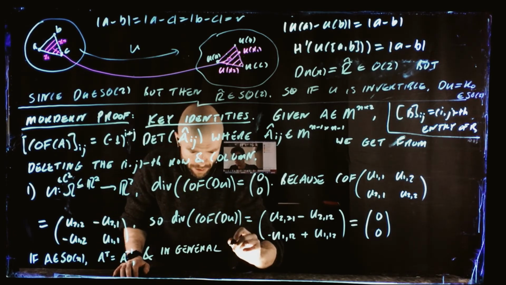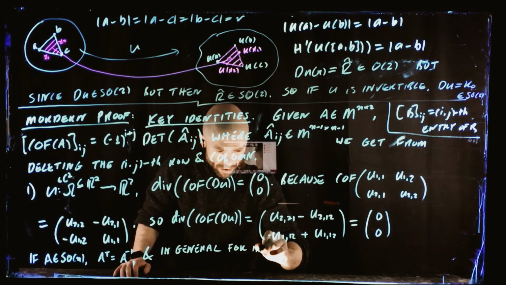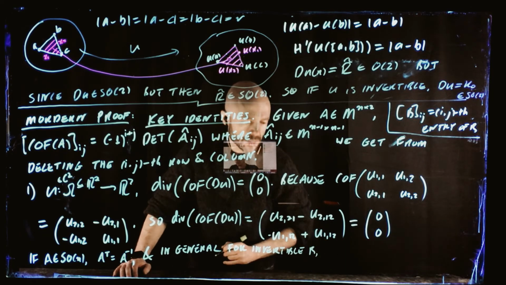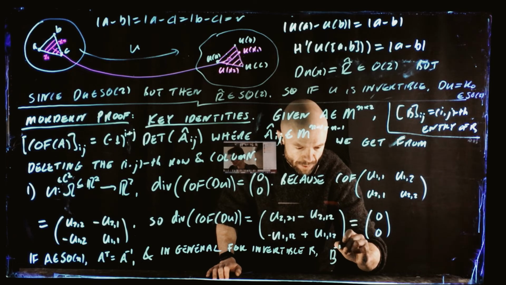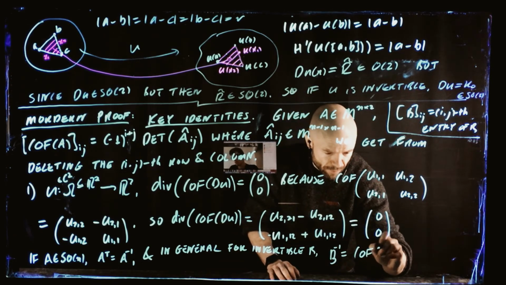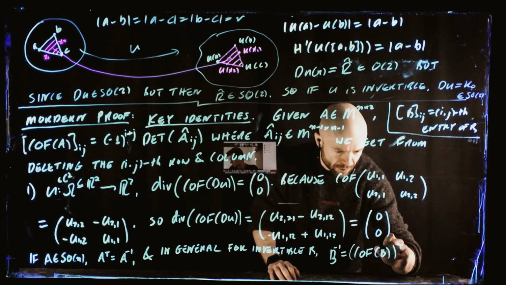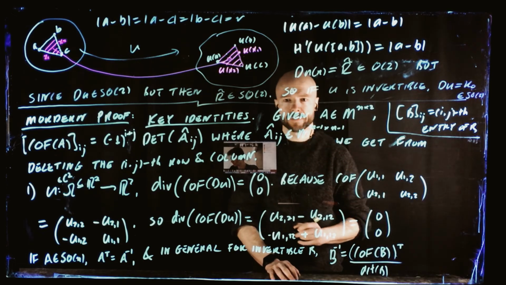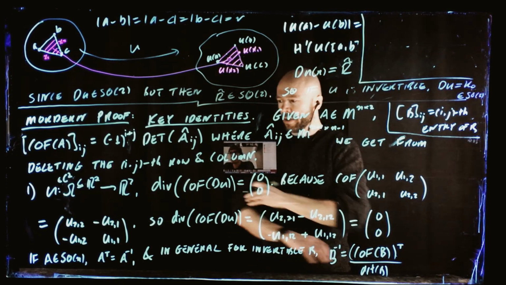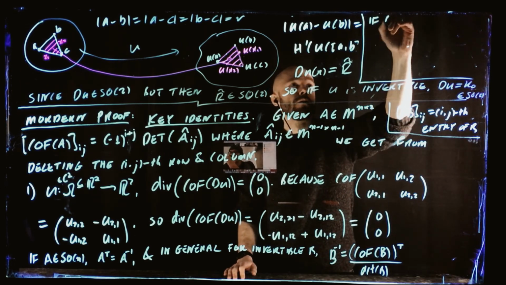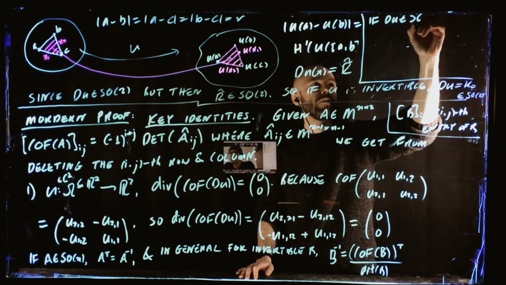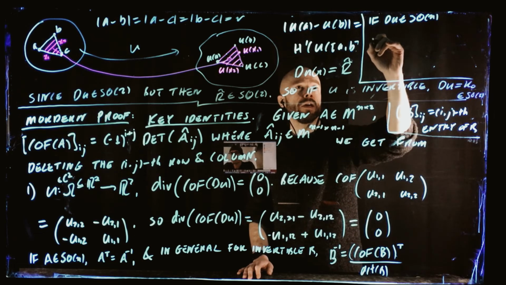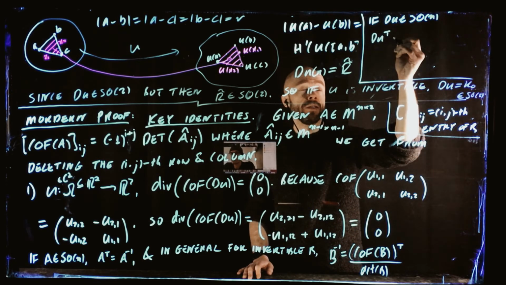And in general, for an invertible matrix B, what is the inverse? B to the minus 1 is the cofactor matrix of B transposed, which is called the adjugate matrix sometimes, over the determinant of B. Yeah? So if we have the U, which is inside the space of rotations, like this, then what do we know? We know that U transpose is its inverse.